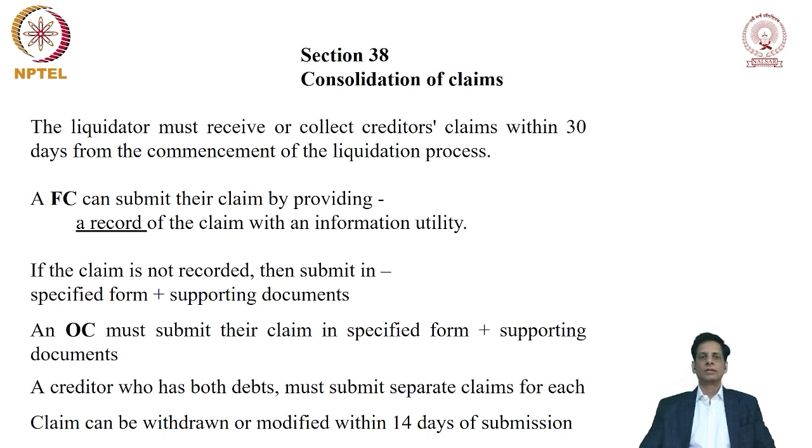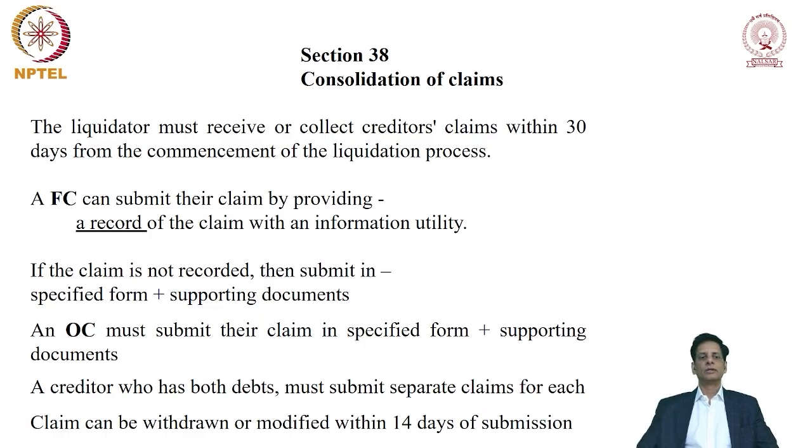First line, the liquidator must receive or collect creditors' claims within 30 days from the commencement of liquidation. Therefore, he makes an advertisement and asks everybody to make a claim to the liquidation estate, and within 30 days people should make a claim. Now, if you are a financial creditor, how do you submit your claim? Very simple. You must give a record of the claim, which will act as evidence. If an information utility maintains a record and puts your name as a creditor with a certain sum of money, this is enough evidence to say that you are a creditor and you can make your claim.